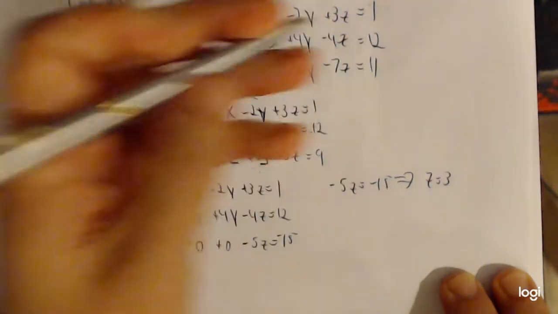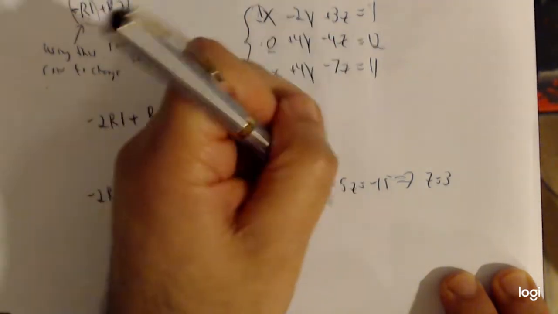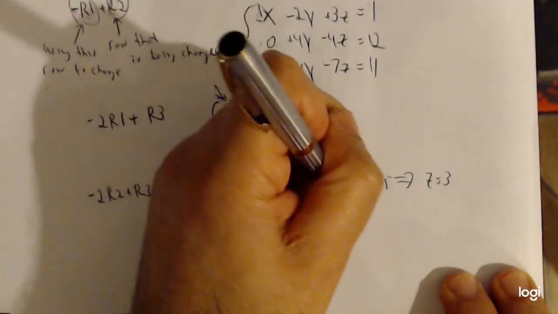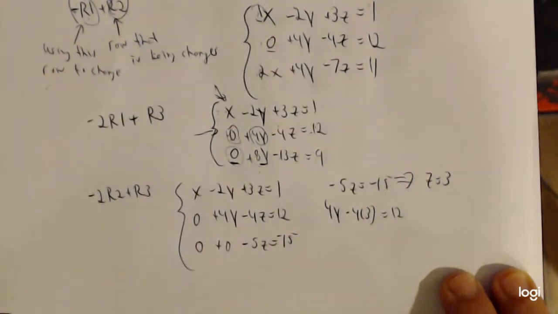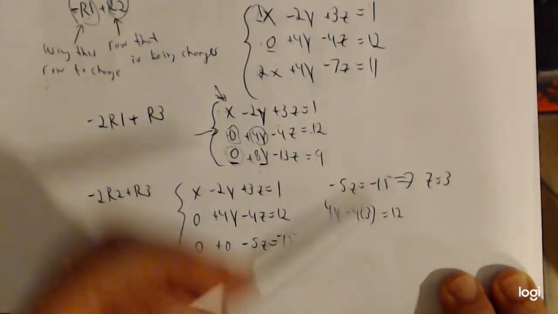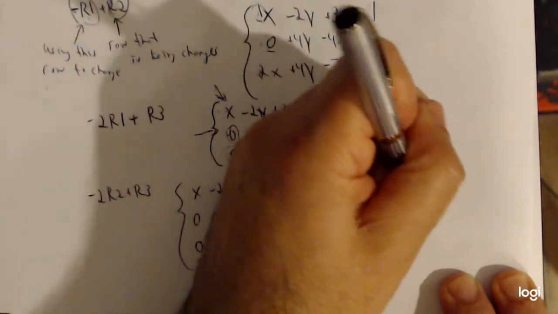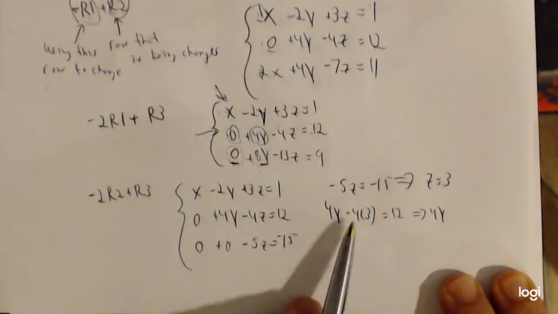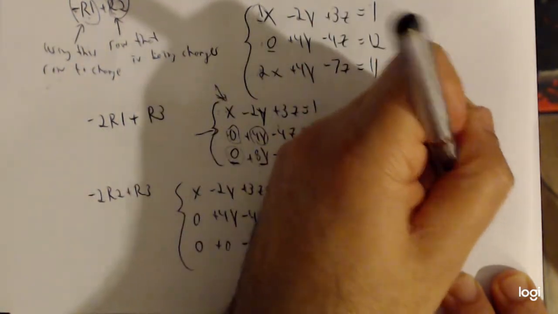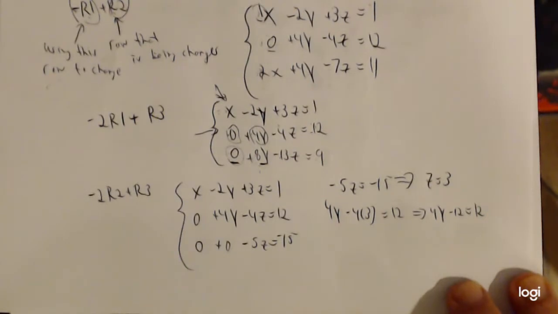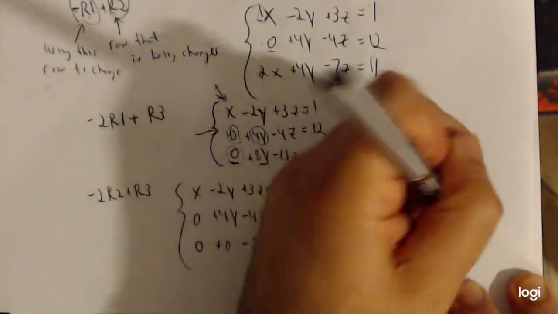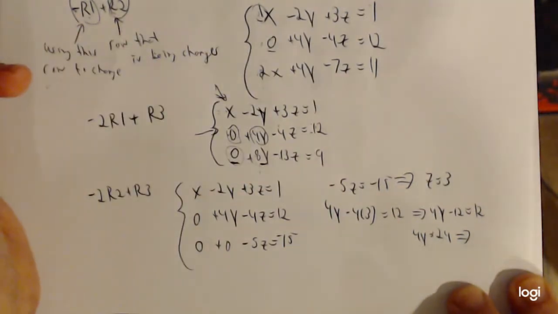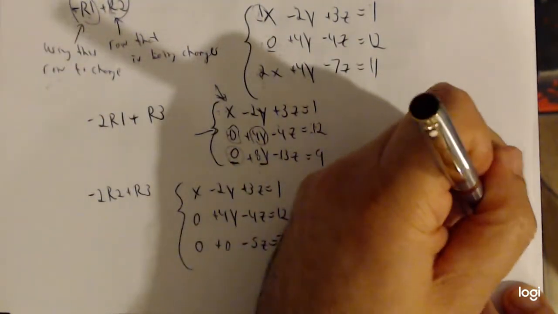So what do we have now? If I take the second row, it'll be 4y minus 4 times 3 equals 12. And what is it that we notice? 4y minus 4 times 3. So that becomes 4y minus 12 equals 12. And then if I add 12, I get 4y equals 24, which then if I divide both sides by 4, I get y is 6.